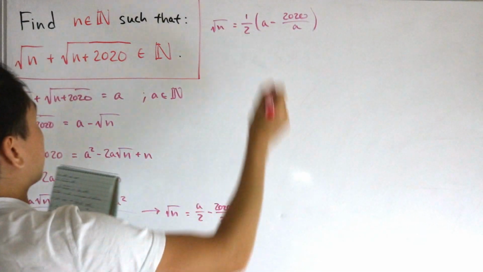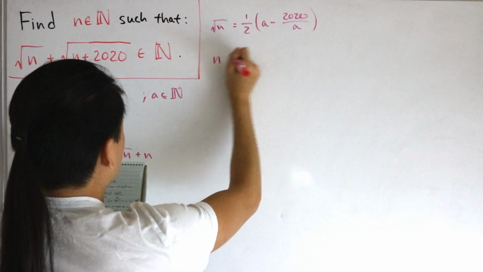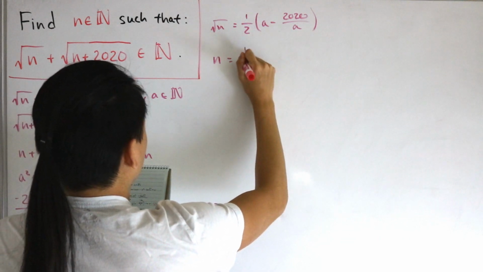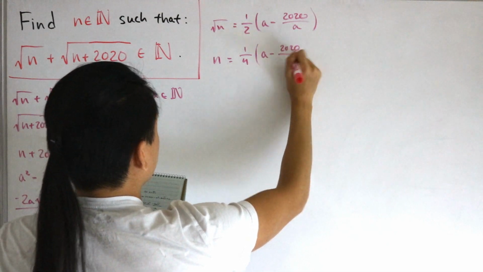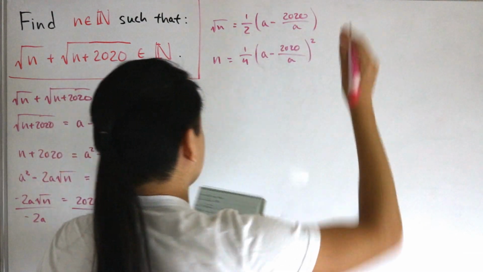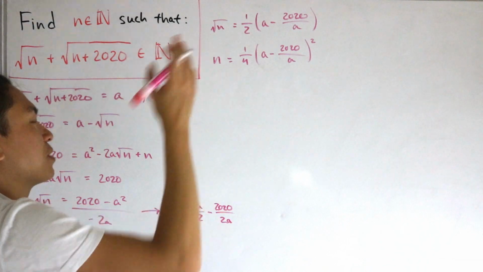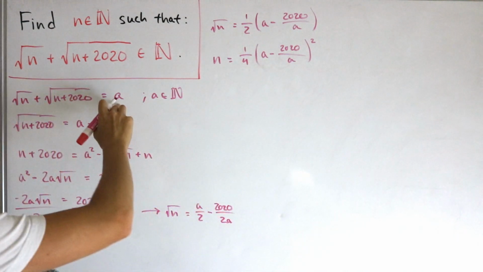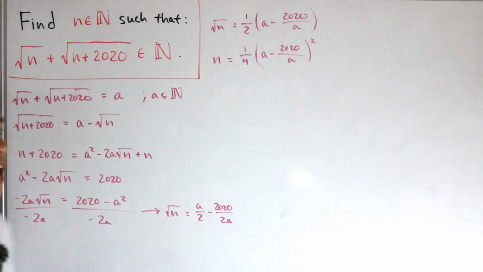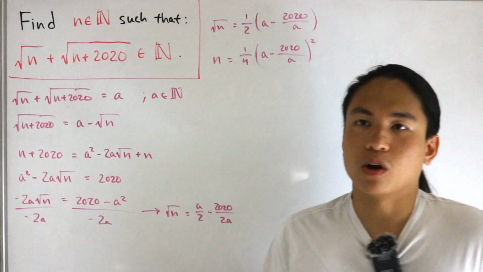Now we just square both sides. So n is simply equal to 1/4 times a minus 2020 divided by a, all quantity squared. So now we have n that we can solve for, but this a also has to be in the set of values that make the expression a natural number as well. So where do we go forward from here?